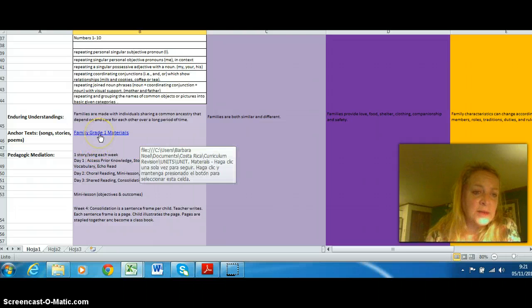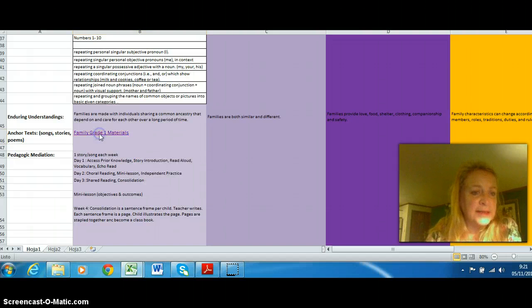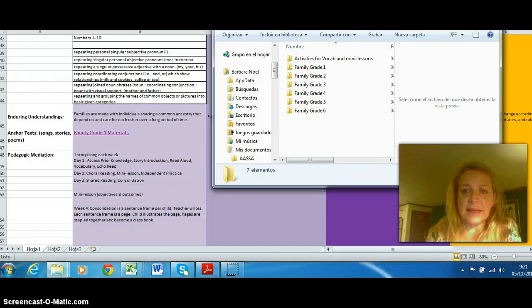Now, I also started compiling a few materials, at least sample materials, and I'll show you what I mean by that. So I've hyperlinked it, and it's in a unit materials, and then I put it by grades, and then these would be for the mini lessons of vocabulary and some of the language form practice that would be there.